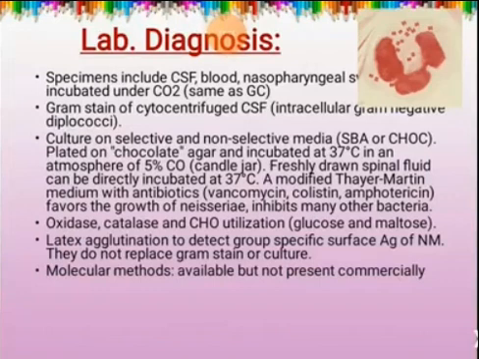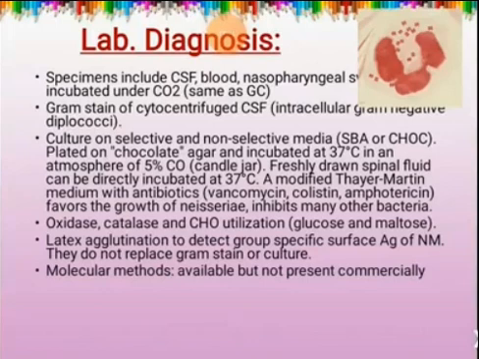As for culture media, we use selective culture media and non-selective culture media. Both should be enriched. Sheep blood agar or chocolate agar is used, incubated at 37 degrees in an atmosphere of 5% CO2 in a candle jar. Freshly drawn spinal fluid can be directly incubated at 37 degrees. The other selective medium, modified Thayer-Martin agar with the antibiotics vancomycin, colistin, and amphotericin, favors the growth of Neisseria. It may inhibit other bacteria and fungi.